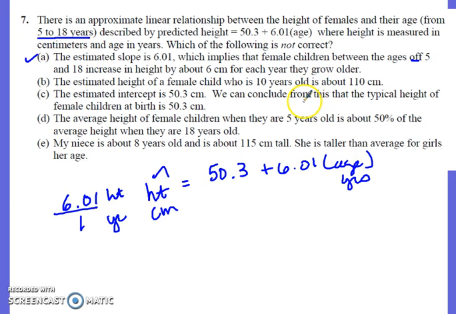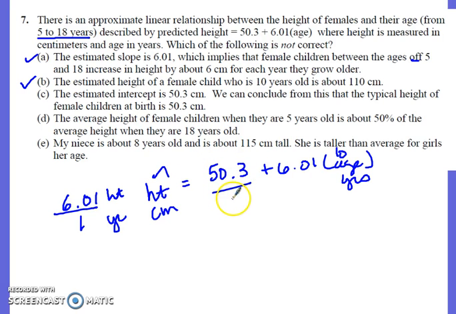And so we're going to plug in 10 years of age, 6.01 times 10 plus 50.3, and see what the resulting height is, and I think that does turn out to be about 110. The estimated intercept is 50.3. That is true for the intercept.